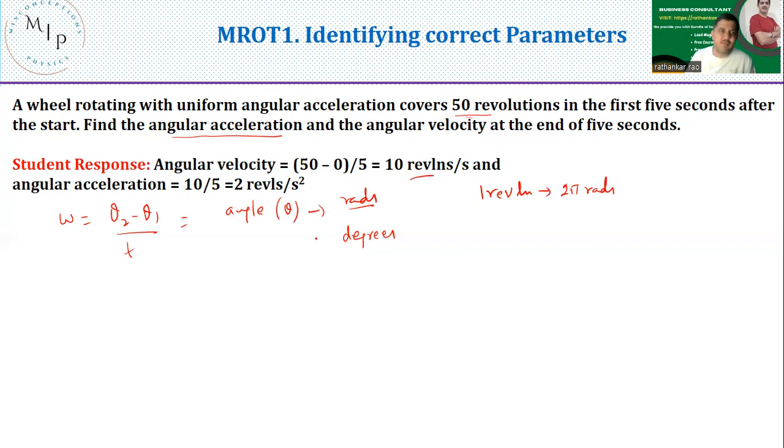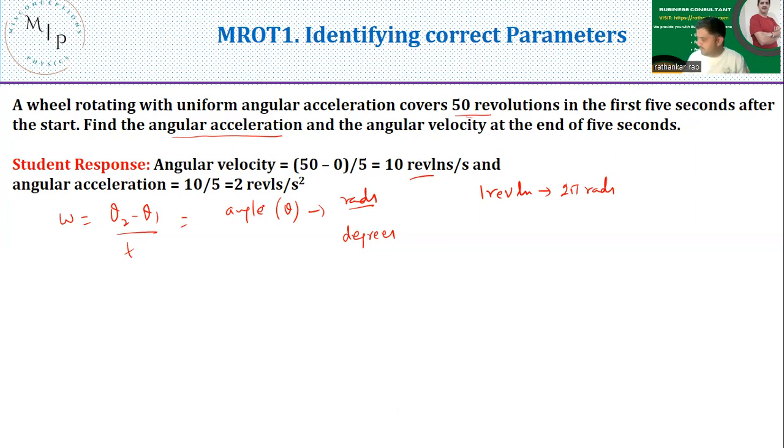And for the angular acceleration, he takes this angular velocity and divides it by the time taken, and finally gets the answer as 2 revolutions per second square. It appears to be very much right. Then what is the mistake that a student actually makes?